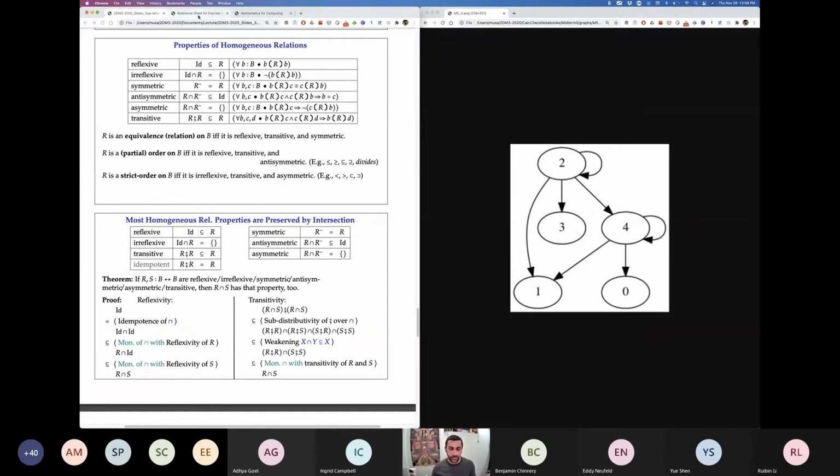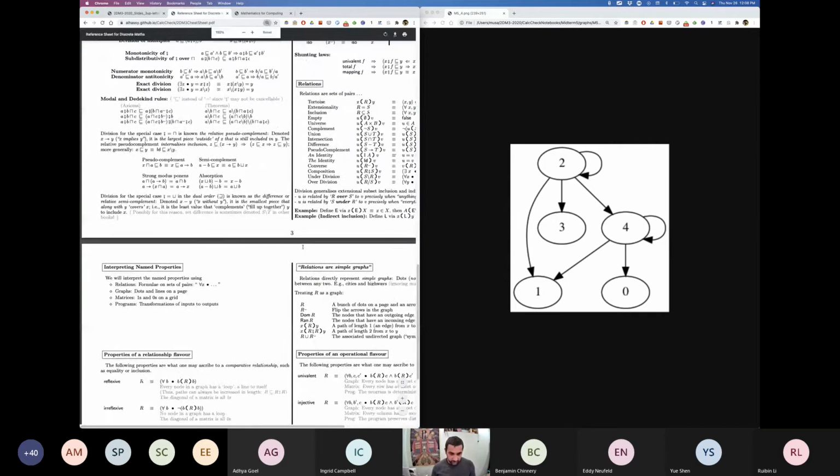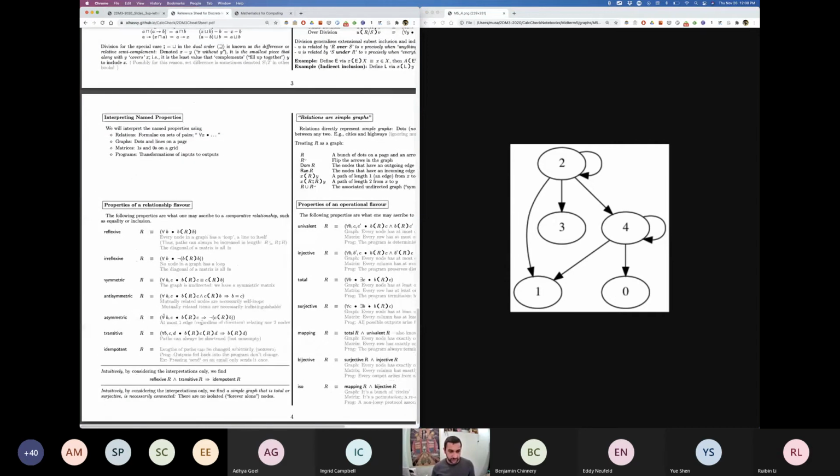Is it an anti-symmetric graph? Does anybody know? There are some hints down here. 5, 4, 3, 2, 1. So anti-symmetric says if there's an arrow between the two things, they have to be the same. In this case, that means related nodes have to be self loops, and yes, there are only self loops. Whenever there's an arrow going both ways, it's a loop.